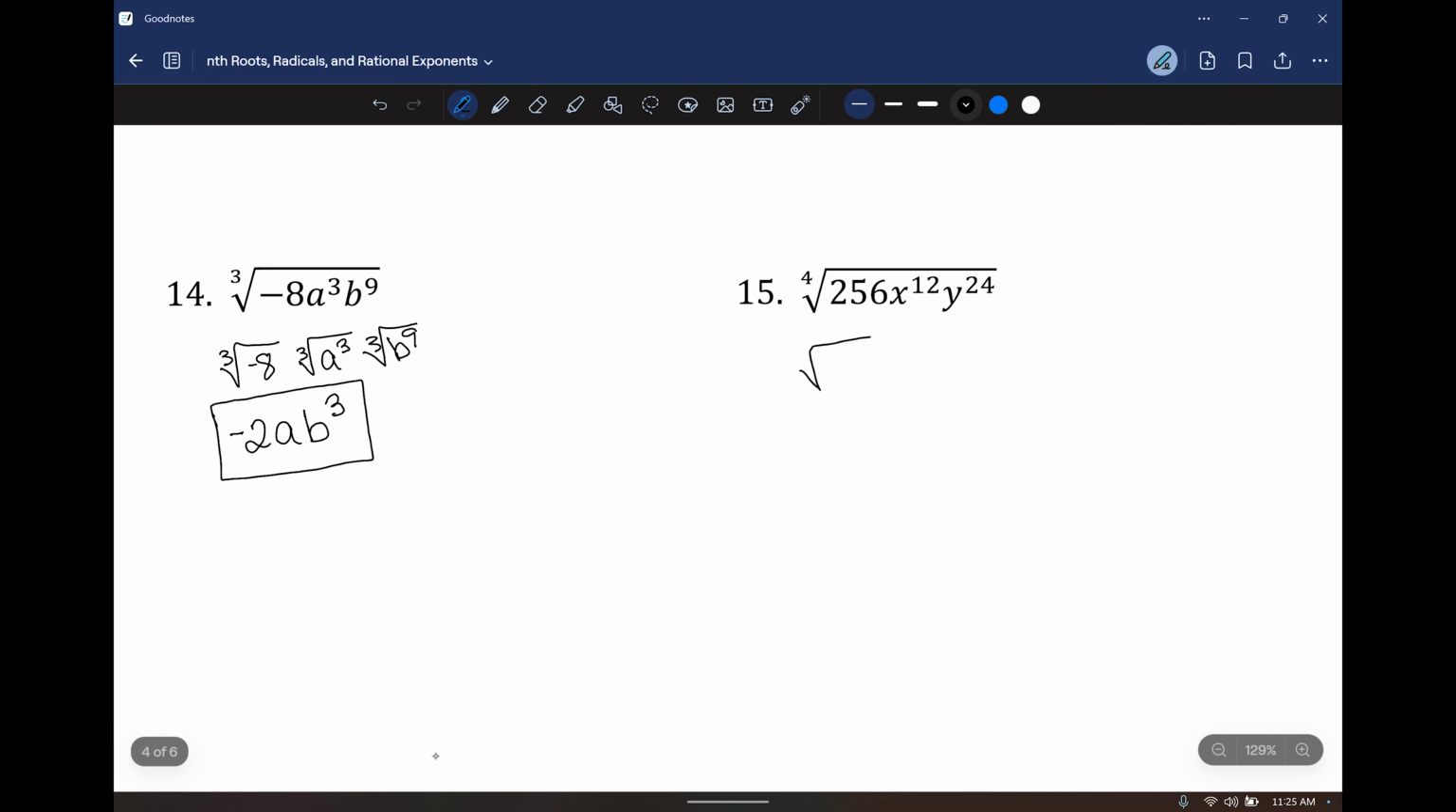So number 15, we have the fourth root of 256. We have the fourth root of x to the 12th. And the fourth root of y to the 24th. These are all perfect fourth roots. The fourth root of 256 is 4. The fourth root of x to the 12th is x to the third. And the fourth root of y to the 24th is y to the 6th.